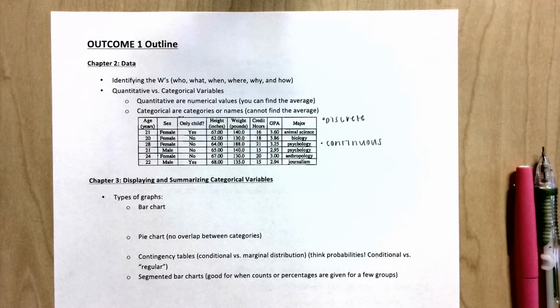Okay, the next thing we looked at was quantitative versus categorical variables. Remember that quantitative data is numerical values, so something that you can find the average of. Categorical are categories or names, you cannot find the average.